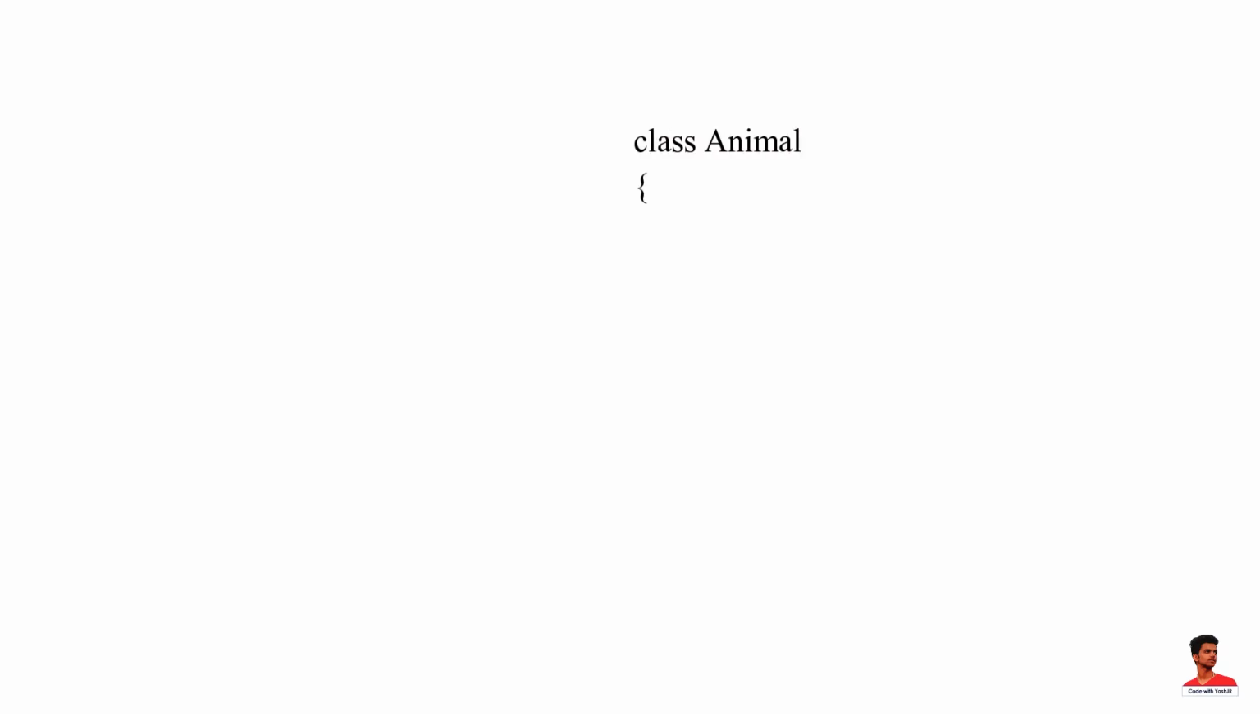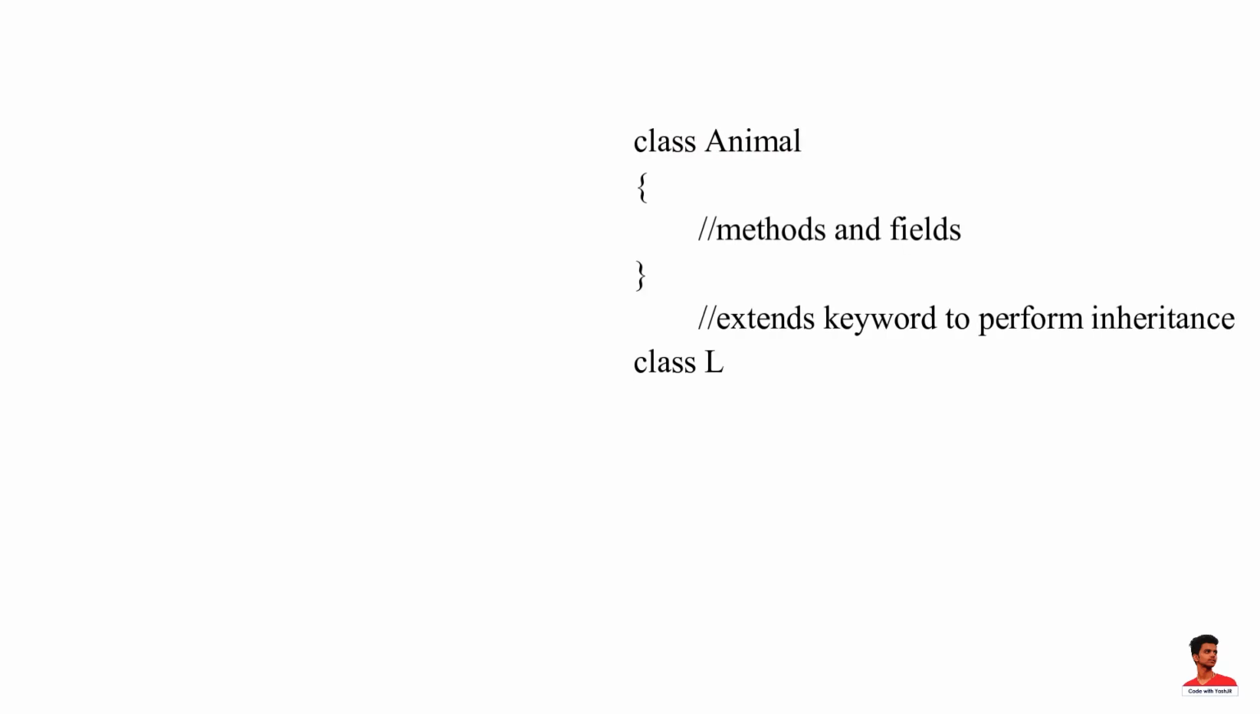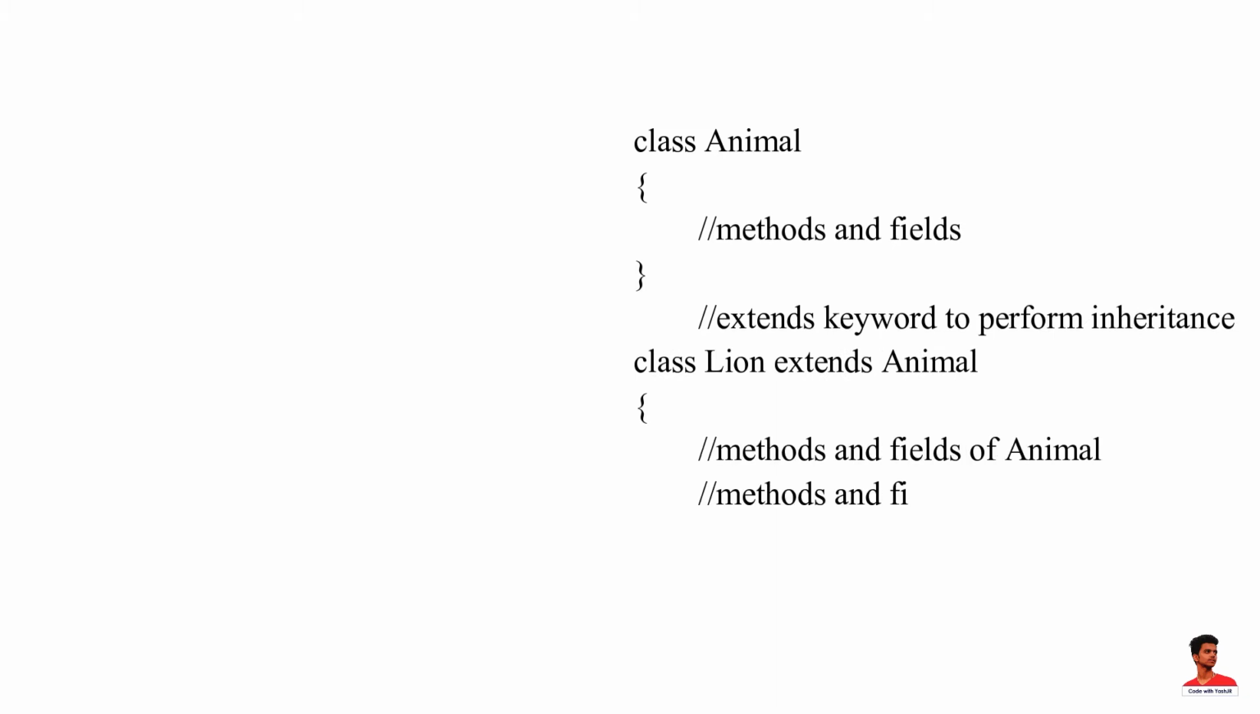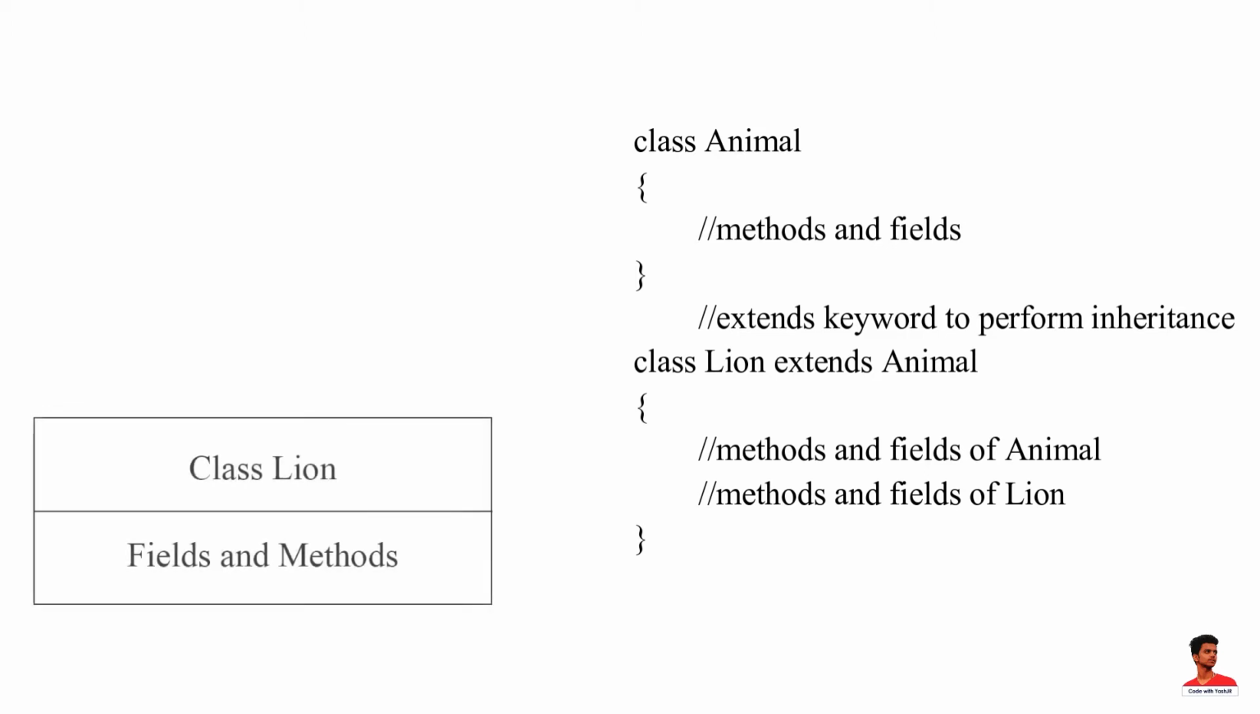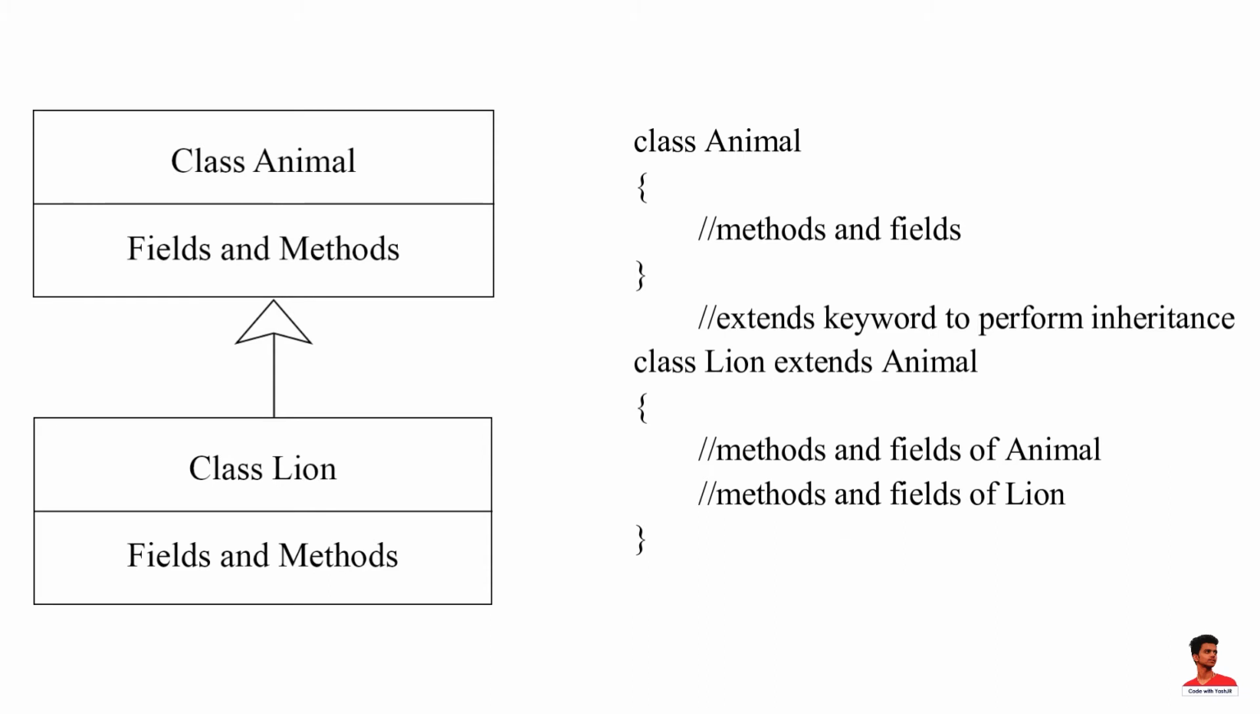For example, in this example, the lion class is created by inheriting the methods and fields from the animal class. Here, lion is the subclass and animal is the superclass.